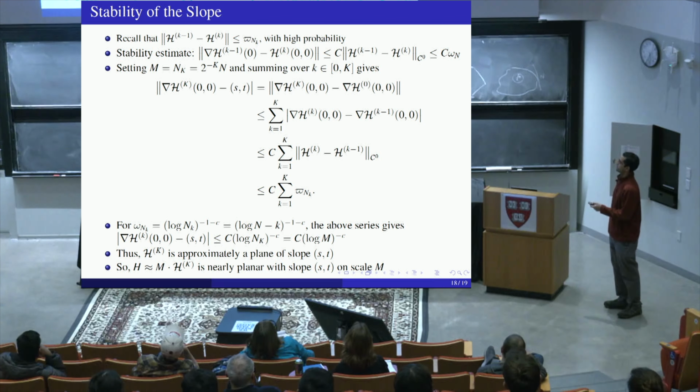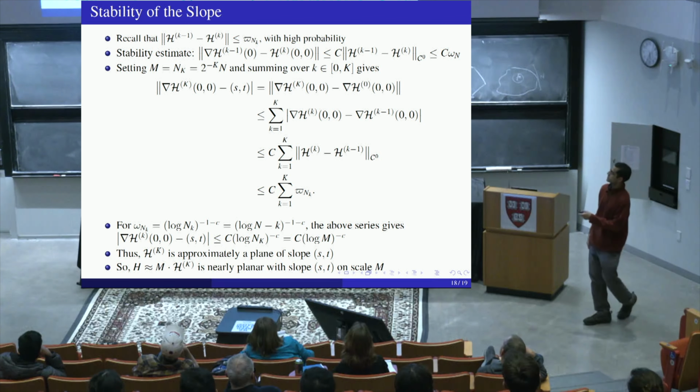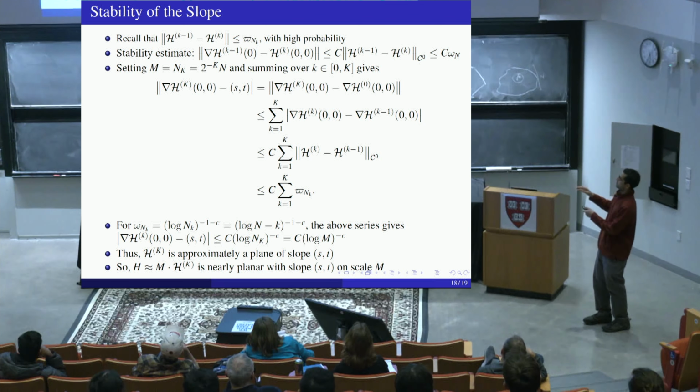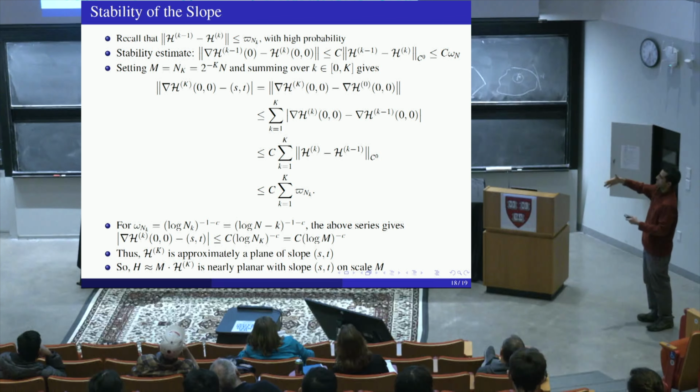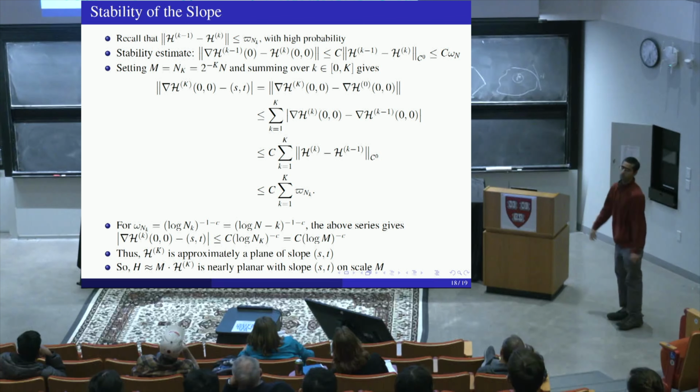And just to finish off, this hk is going to be approximately linear with the slope. By this variational principle, I know that the original random limit shape is close to hk on scales of order m. And this will give you this local law.